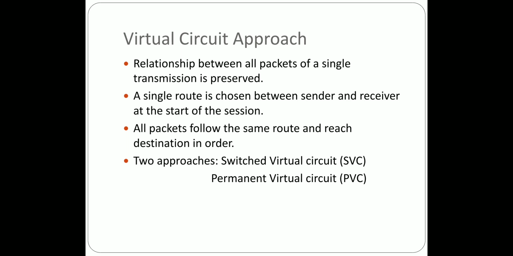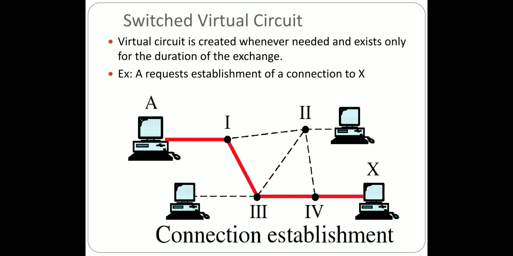So there are two different approaches in virtual circuits. The first one is called a switched virtual circuit or SVC. The second one is called a permanent virtual circuit or PVC. In a switched virtual circuit, the virtual circuit will exist whenever it is needed and will exist only for the duration of the exchange, and then it gets terminated. In a switched virtual circuit, there are three phases.